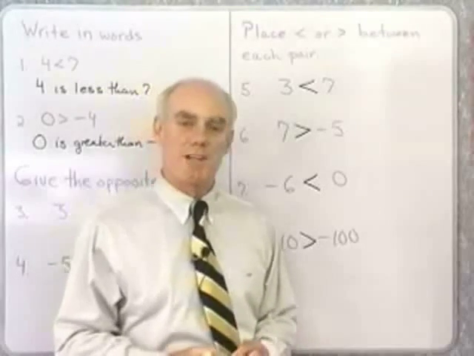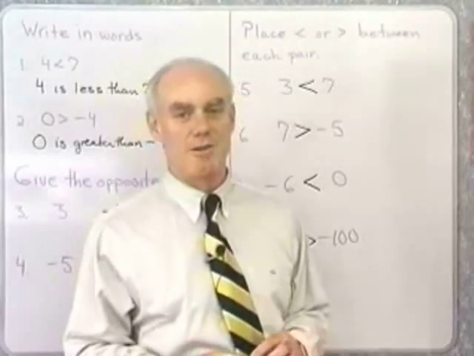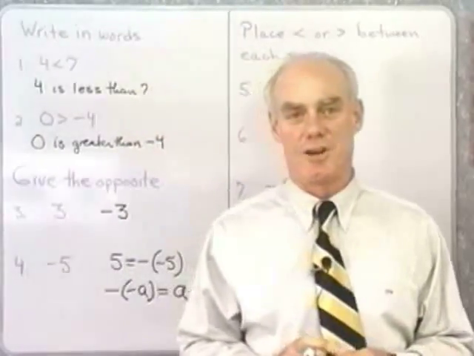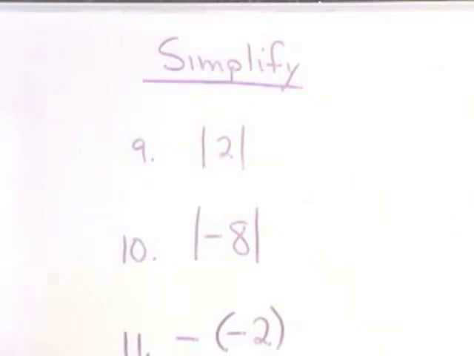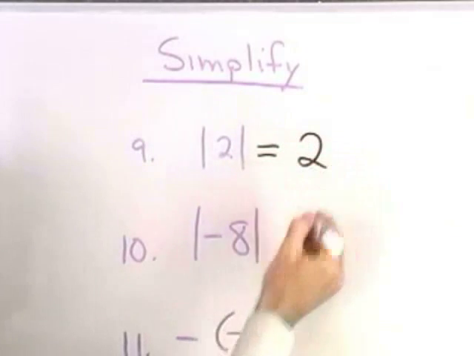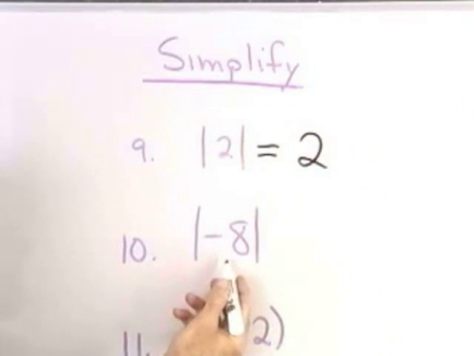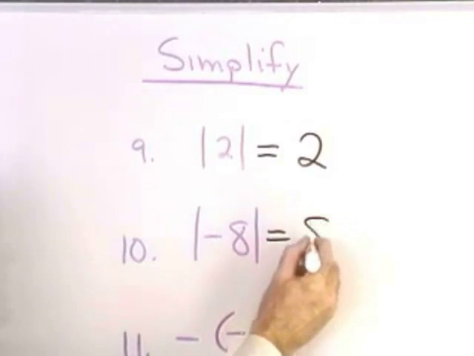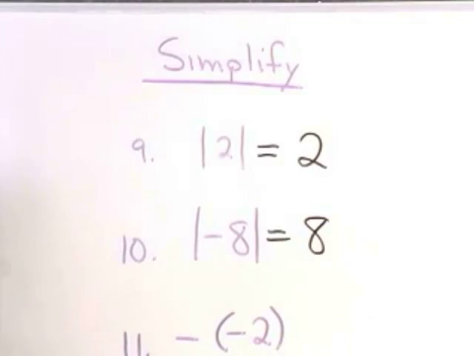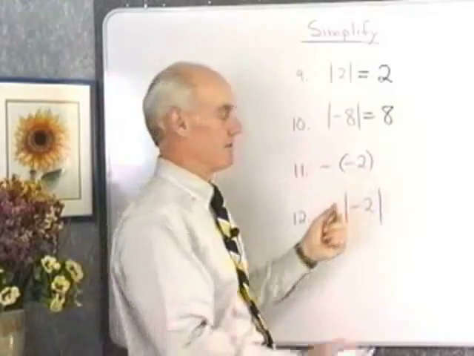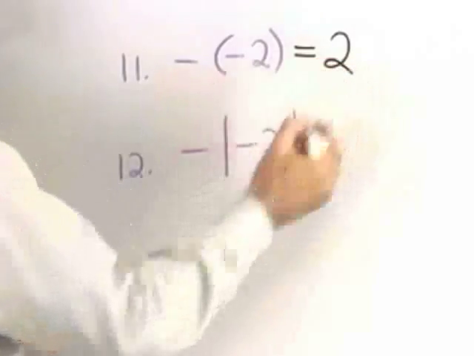Next, I want to go simplify some expressions that involve absolute values and opposites. And remember, absolute value is the distance a number is from 0 on the number line. Problem 9, let's find the absolute value of 2. The absolute value of 2 is its distance from 0 on the number line, which is just 2. Absolute value of -8. This is the distance -8 is from 0 on the number line, which is 8. Now this expression, we just worked with this a little bit, the opposite of -2. Well, the opposite of -2 will be +2.